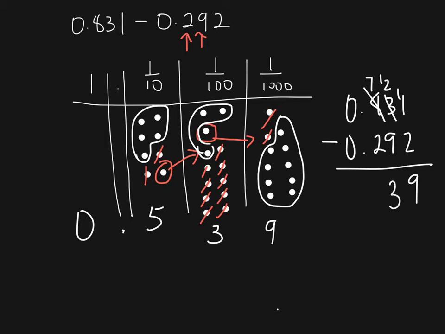And then in my tenths place, 7 minus 2 is 5. I need to put my decimal down because 539 is not my answer. It's 539 thousandths. And I'll put a 0 in the ones place for good measure to make sure that people notice that decimal there.